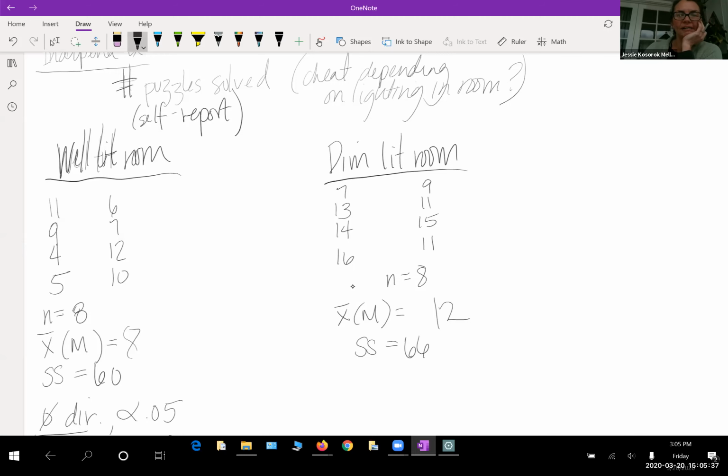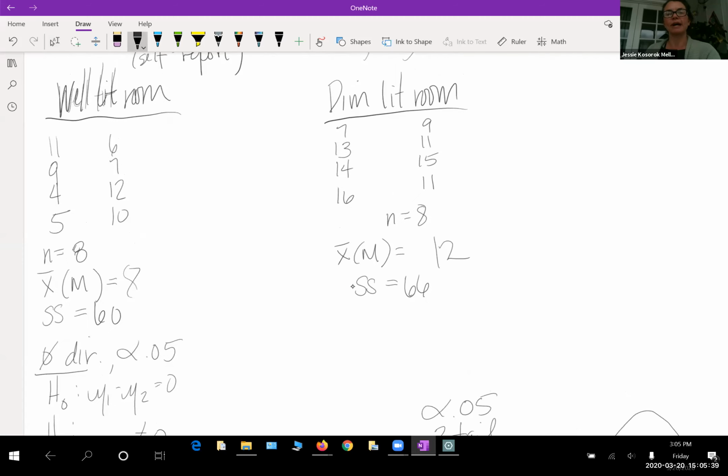So what we have is, you can see we have scores for each person in each group. So this person said 11. Oh, goodness. This person said an 11. This person said a 9, a 4, a 5, a 6, a 7, a 12, and a 10. So we have 8 scores in the well-lit room. We have 8 scores in the dim-lit room.